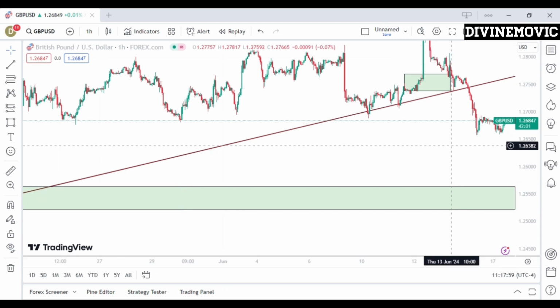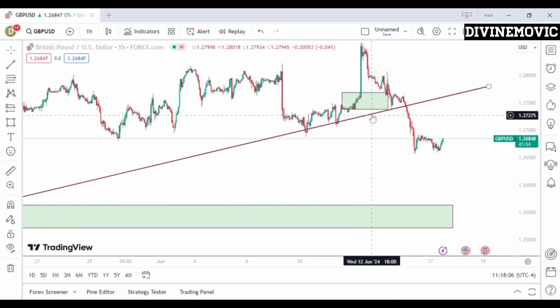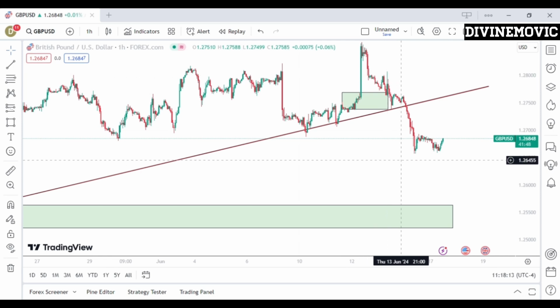Now, having refined these zones, what you want to do next is to understand what you're going to do next. For instance, at first, we're looking to buy from this zone here. And what did you see price do? Price reacted from this point, gave us a small buy, and then sold off entirely.